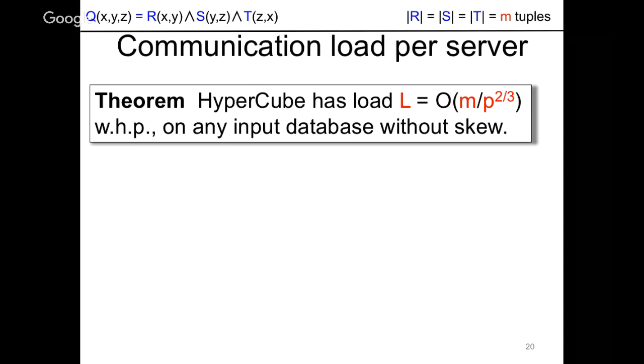But of course, we want better. This is not a linear speedup. We would like to have a load which is m over P. Can we compute it with a load of m over P?